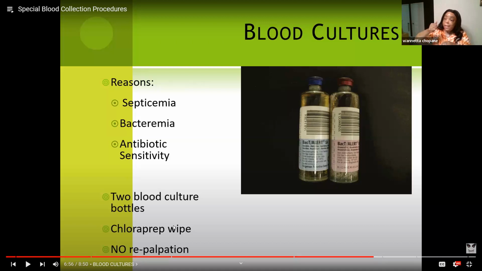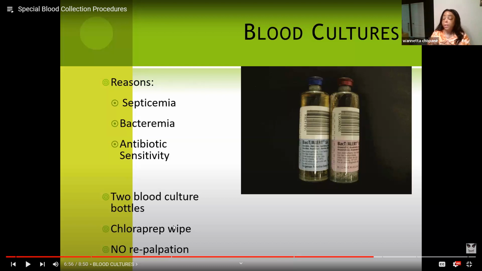Now, once you pop that top, you can wipe that with alcohol so it can be clean. But as far as the site, you need to use ChloraPrep or chlorhexidine gluconate, okay? So the most important things to remember about your blood cultures, we already know that they're first in the order of draw if they're ordered.